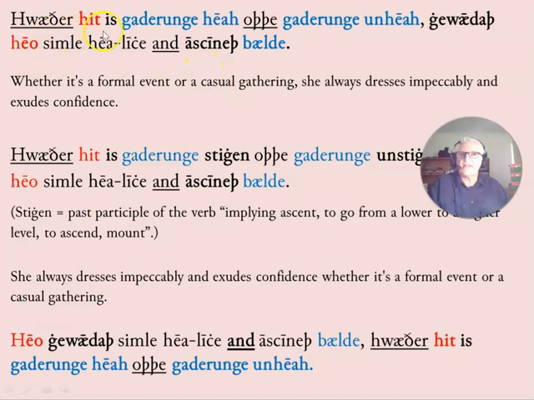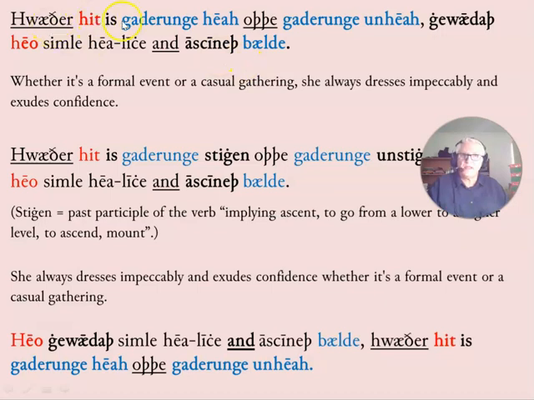We've got Hwada Hitis Gadarunga Heer, Other Gadarunga Unheer, Yawada Heo Simla Heerlicha, and Ashinath Balde. Okay, whether it's a formal event or a casual gathering, she always dresses impeccably and exudes confidence. And this took me a while to translate as well. So author is a coordinating conjunction. It joins clauses of equal grammatical weight or value.